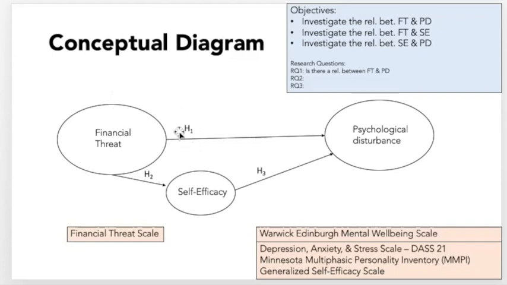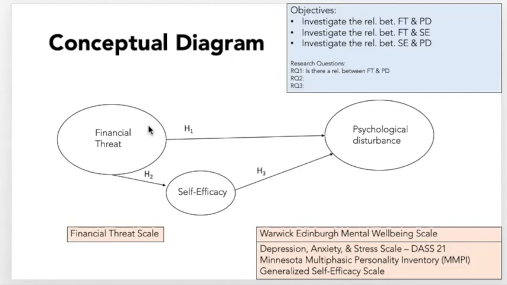So right next to this particular arrow, I write H1, and this 1 is written as a subscript. This subscript button here, right here, is the subscript. So H1, hypothesis 1, says financial threat has something to do with psychological disturbance.